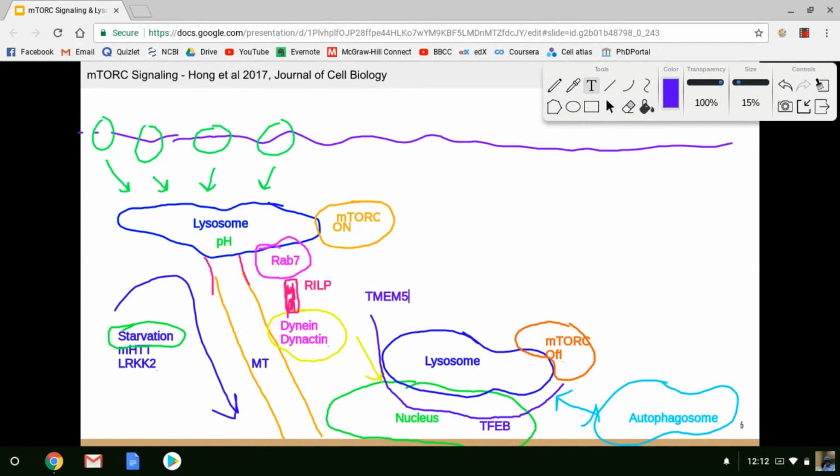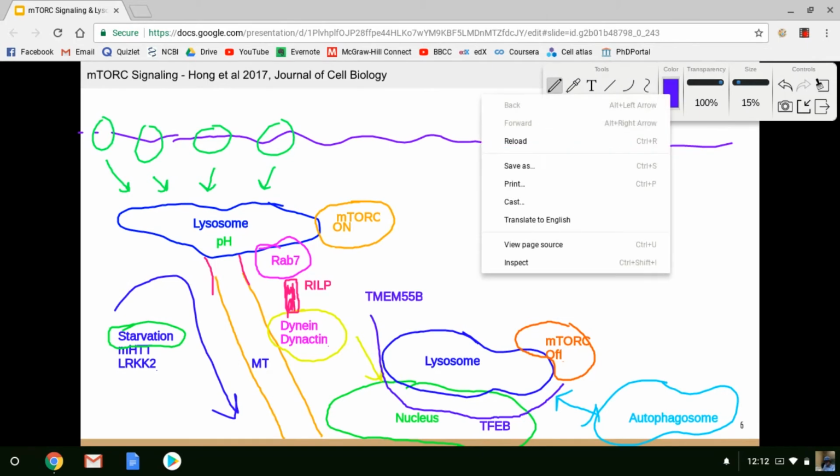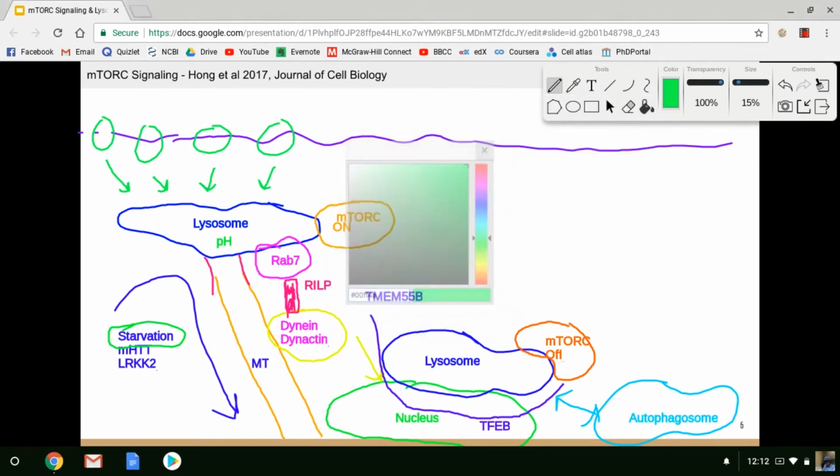to the nucleus. And this protein, TMEM55B, for transmembrane 55B, so it doesn't really have a name yet, it's that new. What they found is this TFEB-induced protein, TMEM55, somehow promotes the dynein retrograde movement of lysosomes. So when mTORC is off, it promotes the transcription of TMEM55B, which can promote retrograde transport.